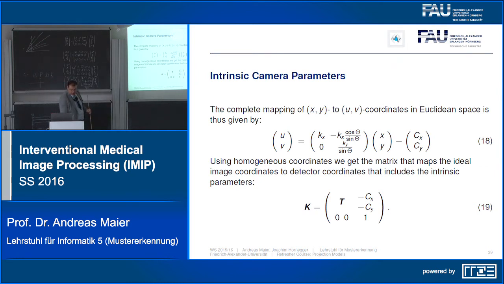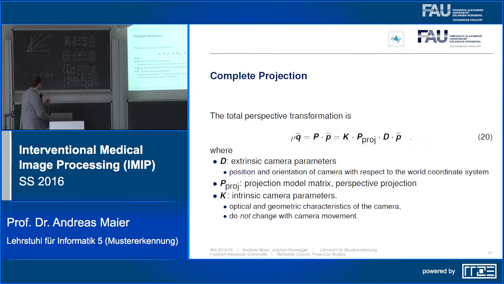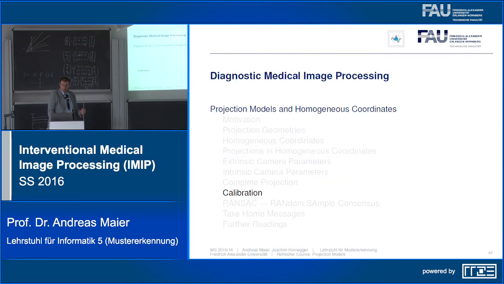Okay. So this is very nice, because this way we are able to describe the complete projection, and the complete projection is what we just developed here. So we had this projection matrix. This is now indicated as P proj, and we now can find a single matrix P that describes the extrinsic, the intrinsic, and the mode of projection in a single matrix form, in a single linear form in homogeneous coordinates. And this is pretty nice, and this is very useful.